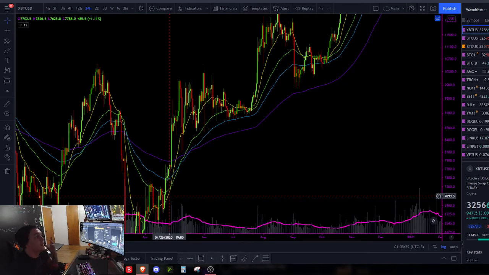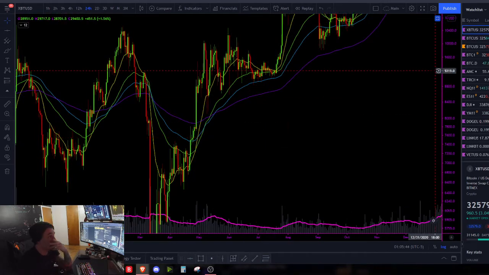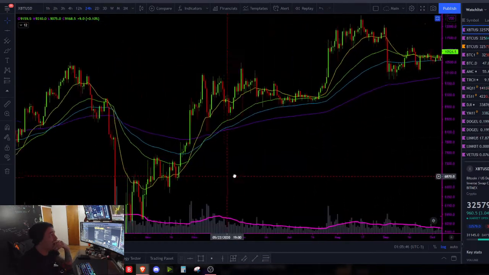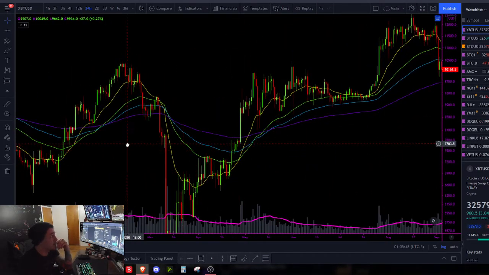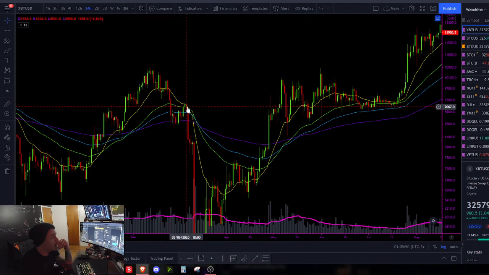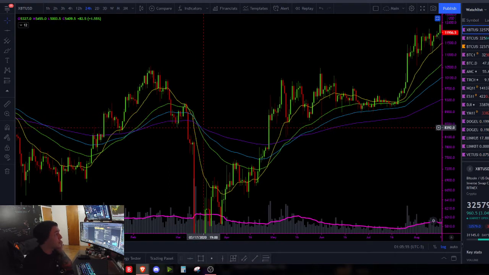What does that mean? The yellow 21 is above the green 55. The green 55 is above the cyan 89. The cyan 89 is above the purple 200. That is what you're looking for as far as your macro long-term investment type strategy. And here, again, this is a perfect example of when it was your signal to sell. You got all your lower periods trading below your higher period here, so you got your 3 converging moving averages confirming a break.